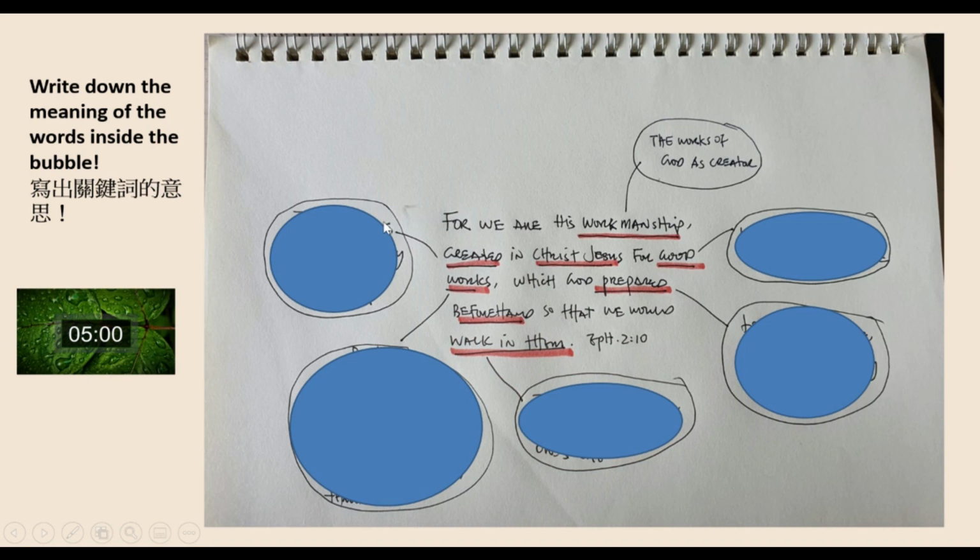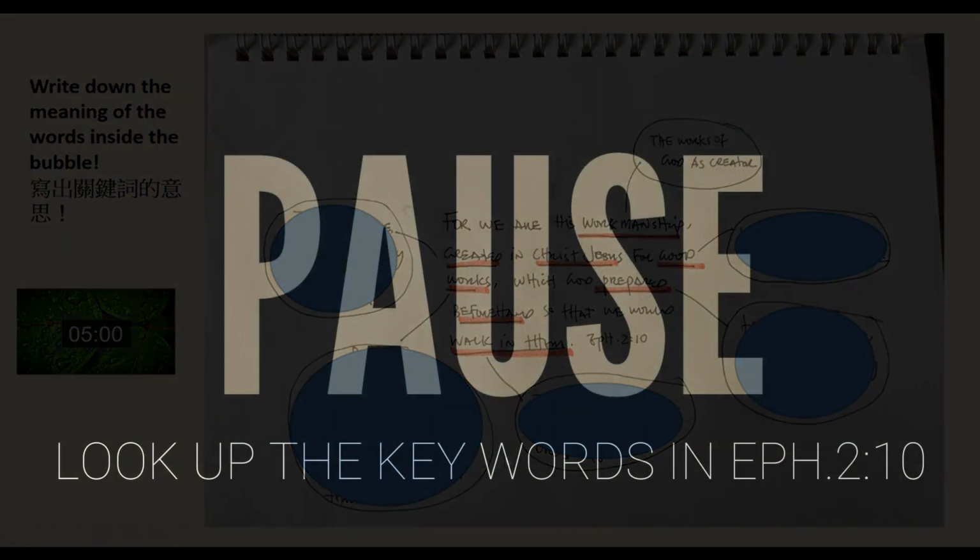So what you need to do next is, on the same piece of paper which you already have, draw a few bubbles. So I have highlighted all the keywords, and then I'll look up from the app that I've just shown you, the Inductive Bible Study app. Then you can just write down the meaning of each of these words. So I'm going to give you 5 minutes. So let's pause the video for a little bit, and then I want you to find out the meanings of these words.